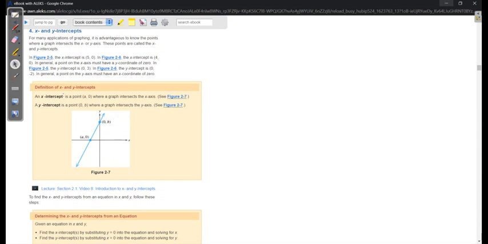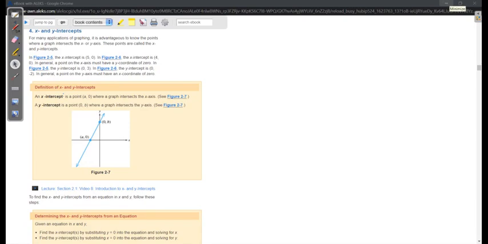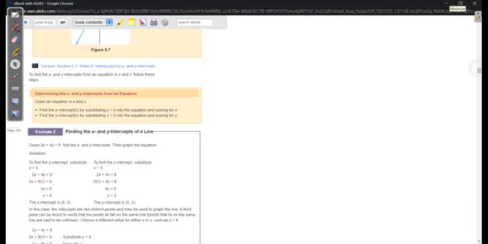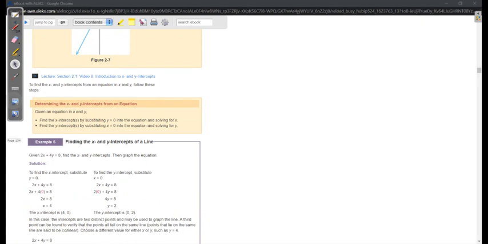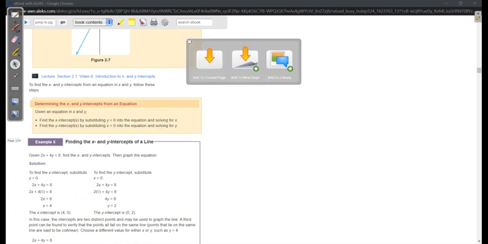All right, so this reads: for many applications of graphing, it is advantageous to know the points where a graph intersects the x or y axis. These points are called the x and y intercepts. So let's snip this definition page, and we'll put the determining of the x and y intercepts here as well. Alrighty, so the definition of the x and y intercepts.